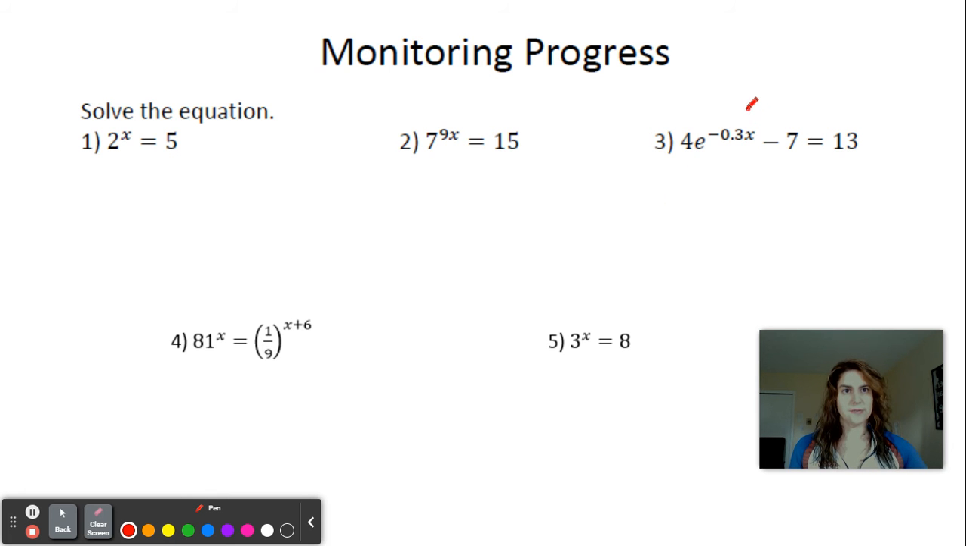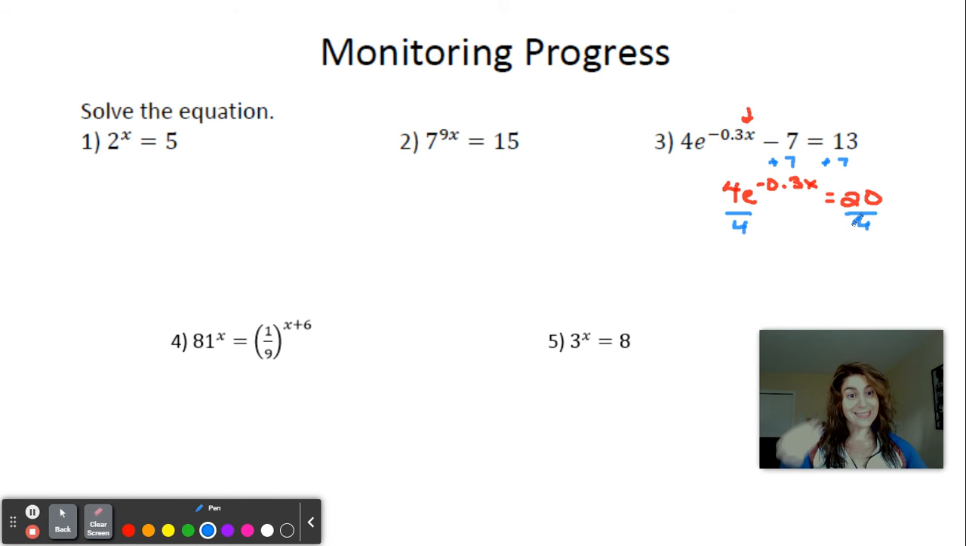So I do want to get this x by itself, which means I got to get everything else away. Just like always, move everything else before you can get the variable by itself. So I'm going to start by adding 7. Remember, you always add or subtract before you can multiply or divide. So I have 4e to this power equals 20. Okay. From there, I'm going to divide by the 4, get the e by itself, because the e is what is attached to that exponent. So I have e to the negative 0.3x equals 5.